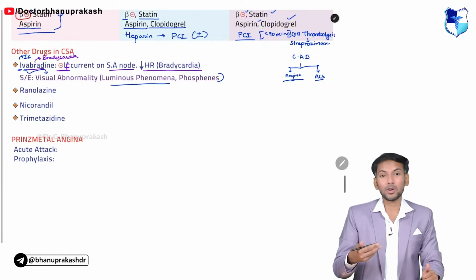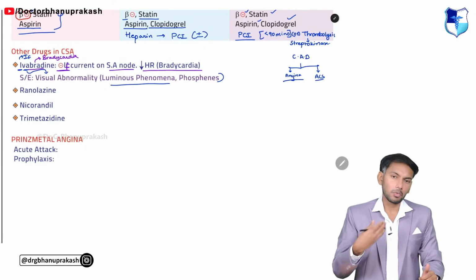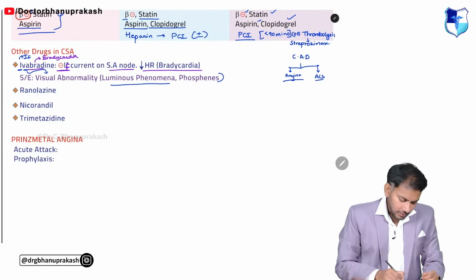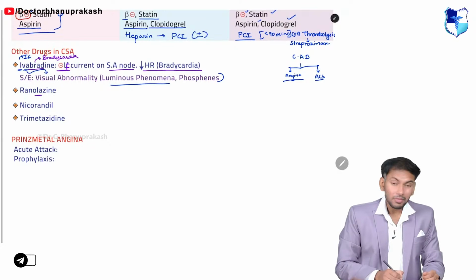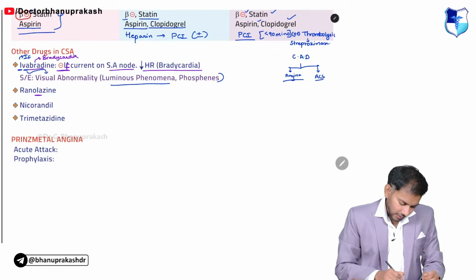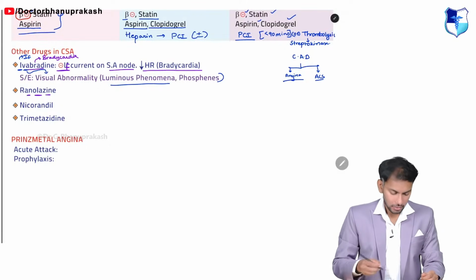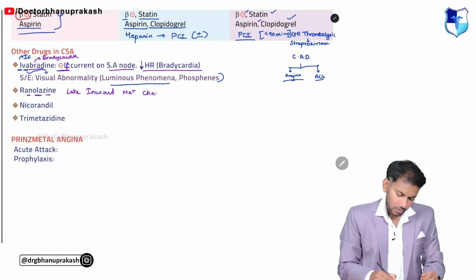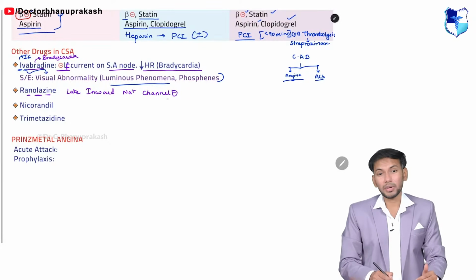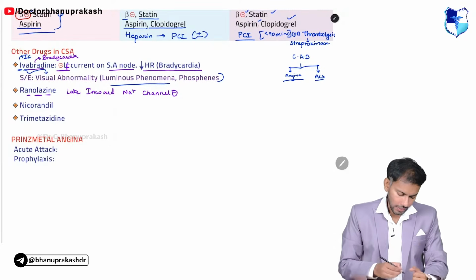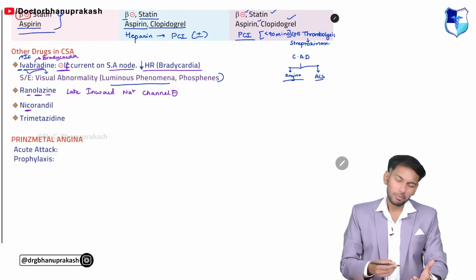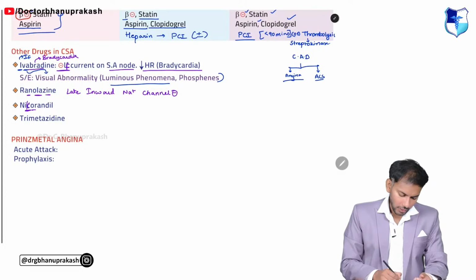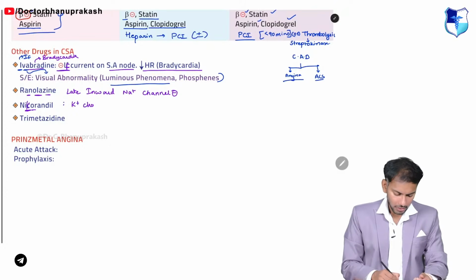Now, coming to the ranolazine. Now, how is this working? Again, it is given here. It is blocking the late inward sodium channels. La means late, In means inward, Na means sodium channels. So, late inward sodium channel blocker. Now, next is nicorandil. Nicorandil, CO, instead of C, you remember it as K. KO is potassium channel opener. It is potassium channel opener.